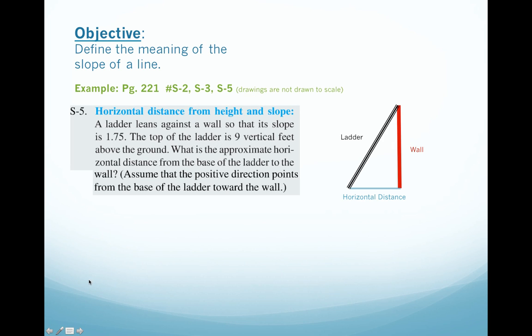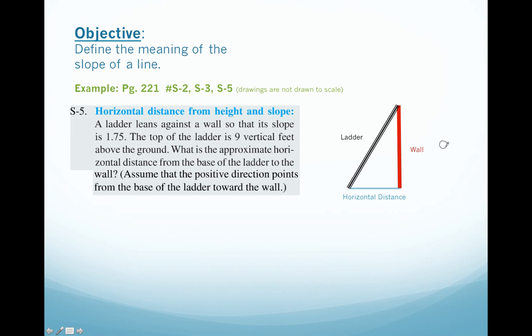Let's take a look at the last example. In this example, they also give us the slope of the ladder. The slope is 1.75, but this time we're told that the top of the ladder is 9 vertical feet, and we're being asked, if that's the case, what is the horizontal distance from the base of the ladder to the wall? So let's go ahead and write down what we have.